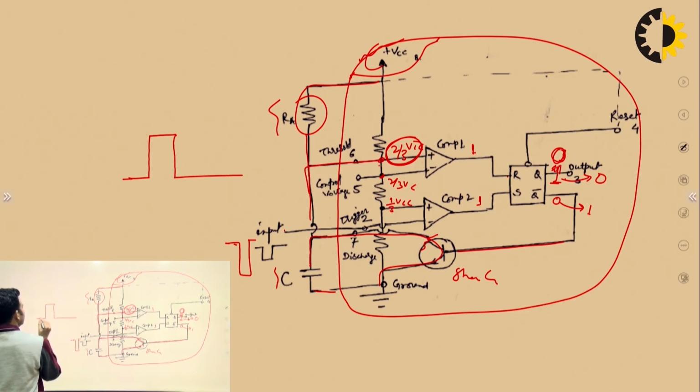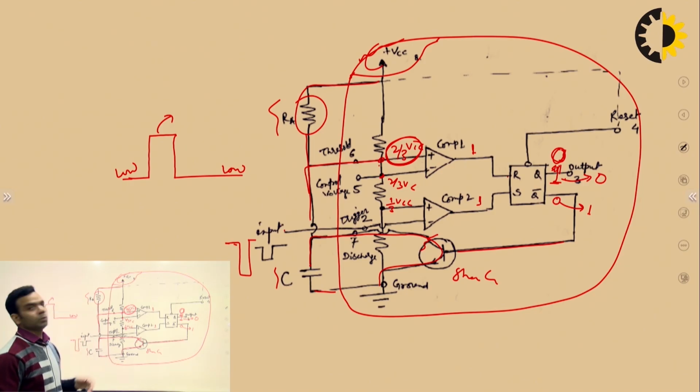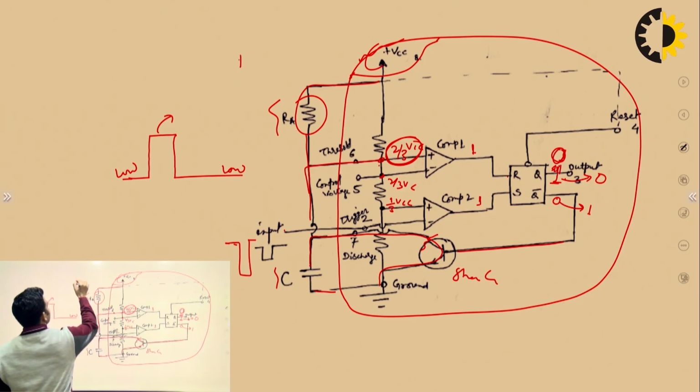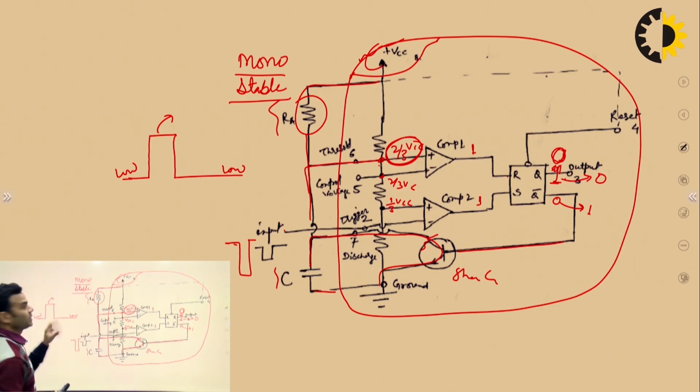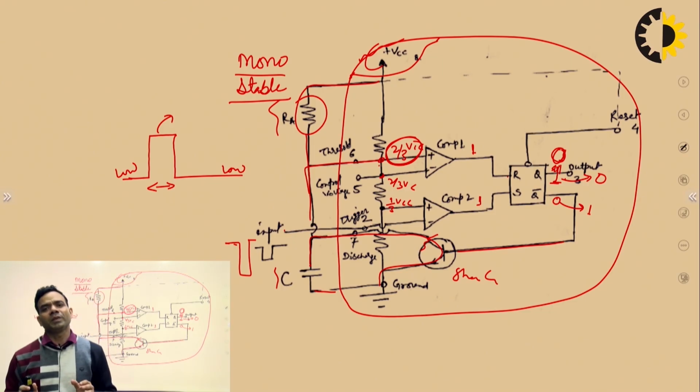So now we can see that its stable state is low. Momentarily it changed to high value, but its stable state is low. So this is why this circuit is monostable multivibrator, because this has only one stable state, and this duration will be decided with the help of this R and C that we will see very soon. But now you must have a clear cut idea about the monostable multivibrator.